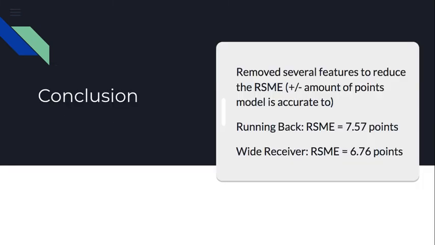So in conclusion, I'm looking at my RMSE, my root mean square error, meaning how many points I am within the actual. For running backs, I was within 7.5, and for wide receivers, I was within 6.76. As you remember from the previous example of 1.3, this is indicative that my wide receiver modeling set probably needs a little bit more work. Then obviously the running back set does as well, but the average is closer, 8.9 to this 7.57 of plus or minus points.